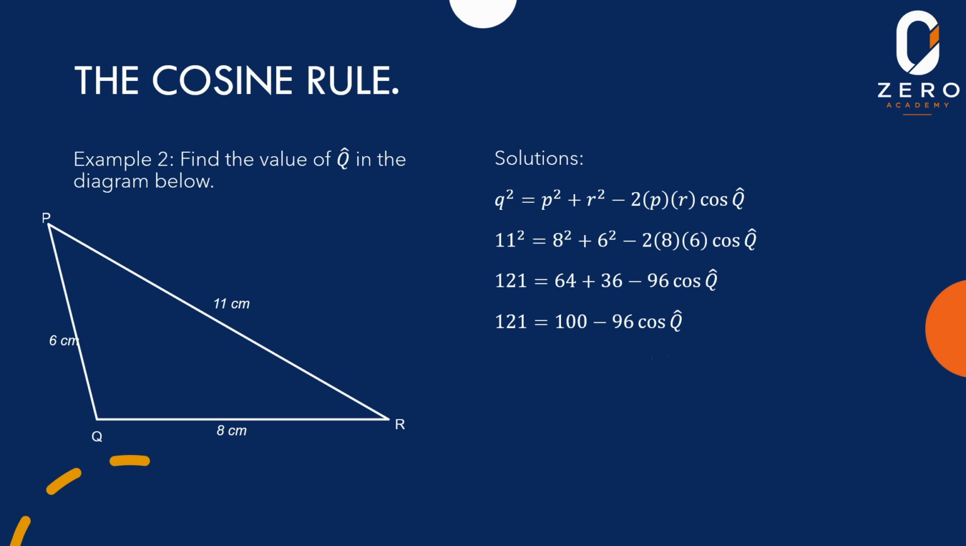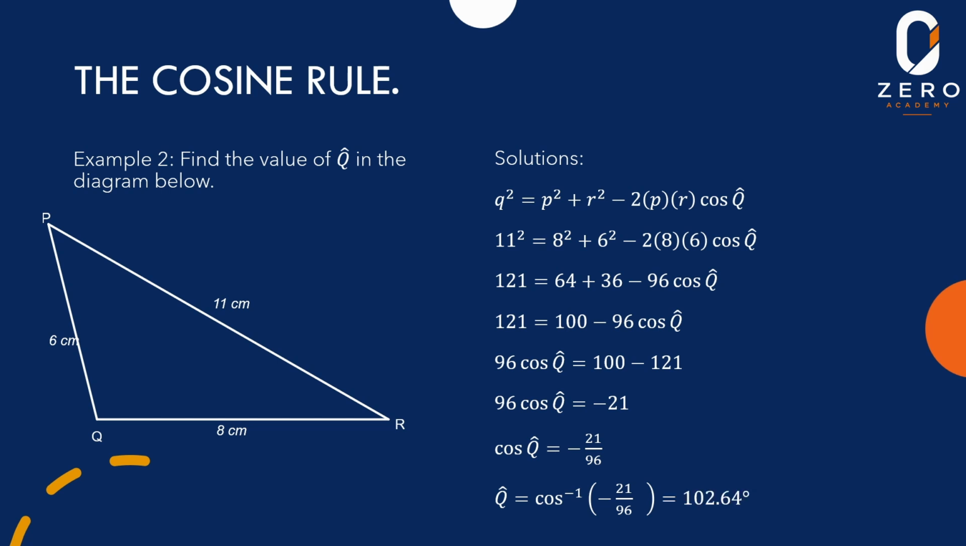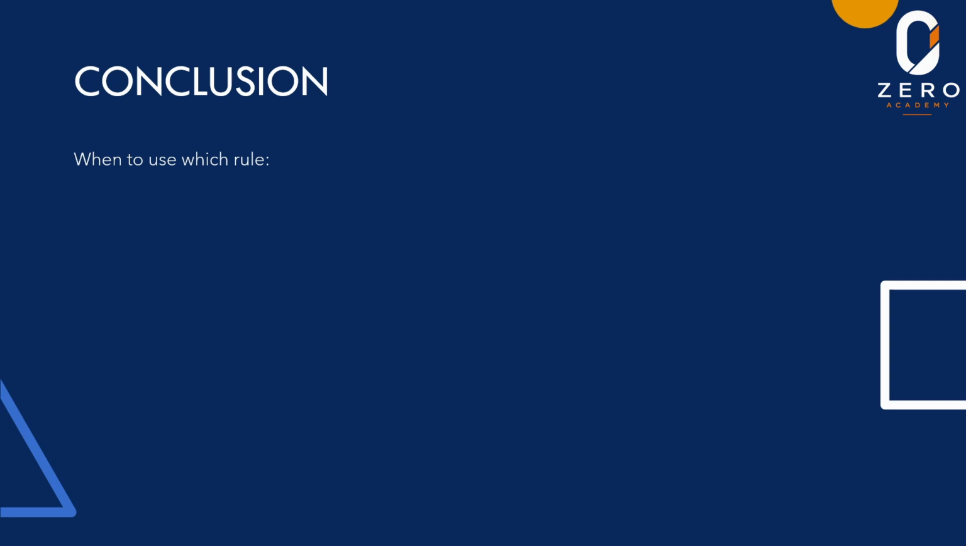And making now 96 cos Q the subject of the formula, we'll have 96 cos Q is equal to 100 minus 121. And that will give me 96 cos Q is equal to negative 21. And dividing both sides by 96, I will have cos of angle Q is equal to negative 21 over 96. And now making Q the subject of the formula, I will have angle Q is equal to arc cos of negative 21 over 96. And that will give me an angle Q value of 102.64 degrees.